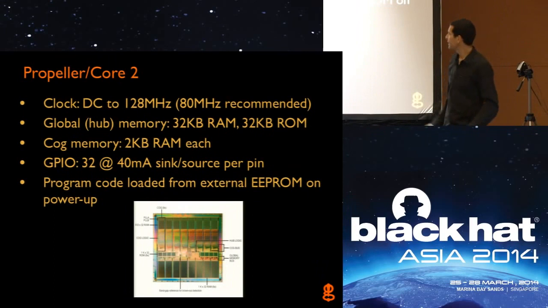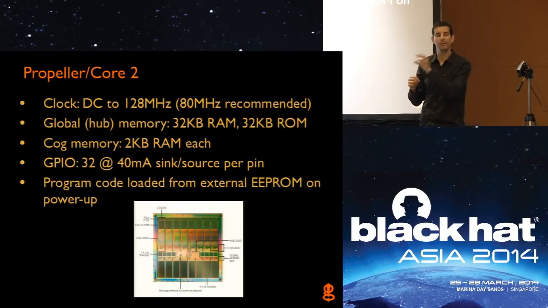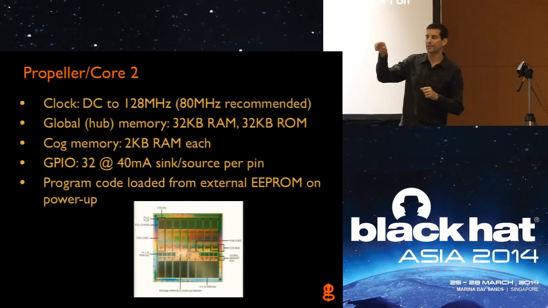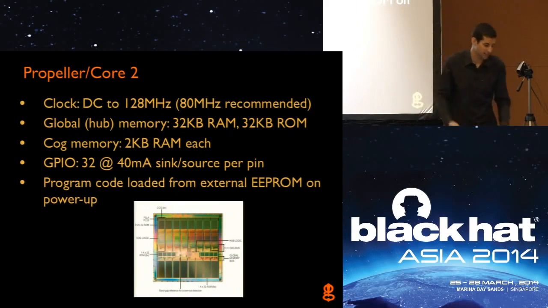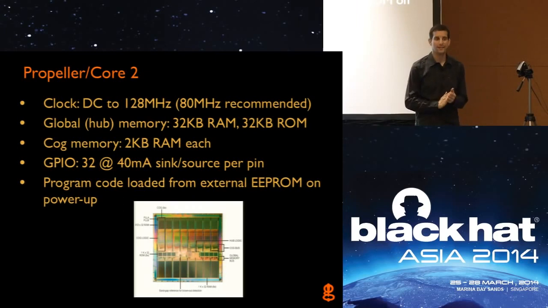Shared memory. And then each cog has its own 2K of RAM as well. So you can have a cog executing its own stuff and using its own memory, and then maybe once in a while dumping things to the main memory if you need some other cog to access it. For the JTAGulator, we don't really have a lot of complex stuff going on with cogs, but there is just lots of capability there. 32 I/O pins with 40 milliamps, sink or source current per pin.